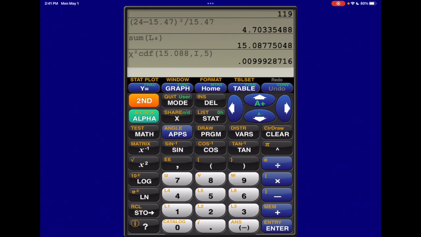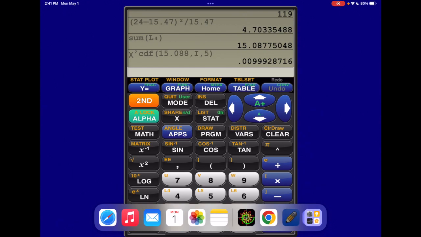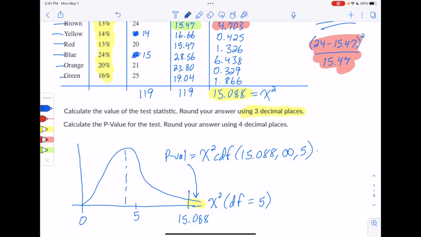0.0099. But that 99 is followed by a 9, so we're going to round up, which can be tricky. Think of it as right now we have 0.0099, so we're going to round that 99 up to 100 and have 0.0100. So switching back over, we have 0.0100. So that's our p-value, which they wanted us to round to 4 decimal places. It is a probability, so that should be fairly natural for us to do. So there's our two answers. We have our test statistic to 3 decimals. We have our p-value to 4.